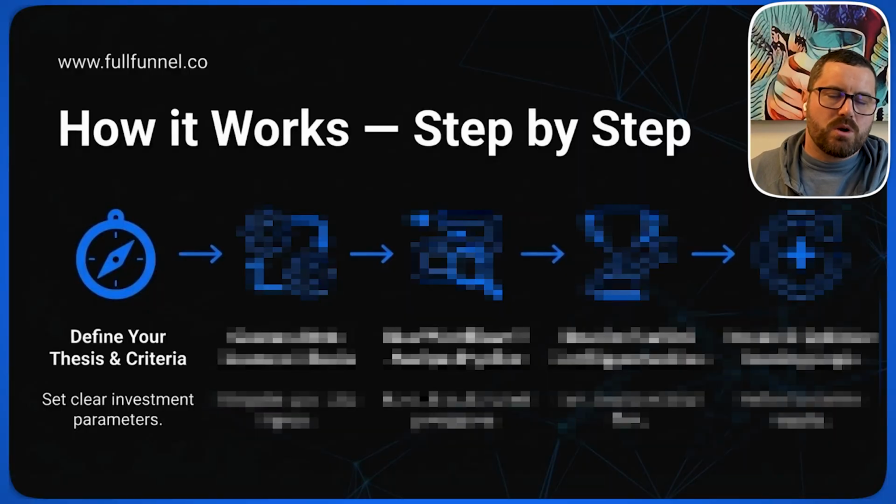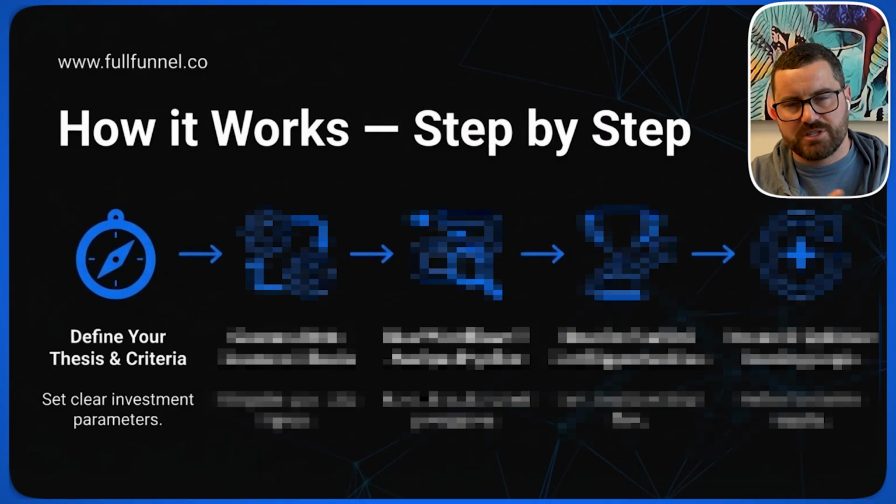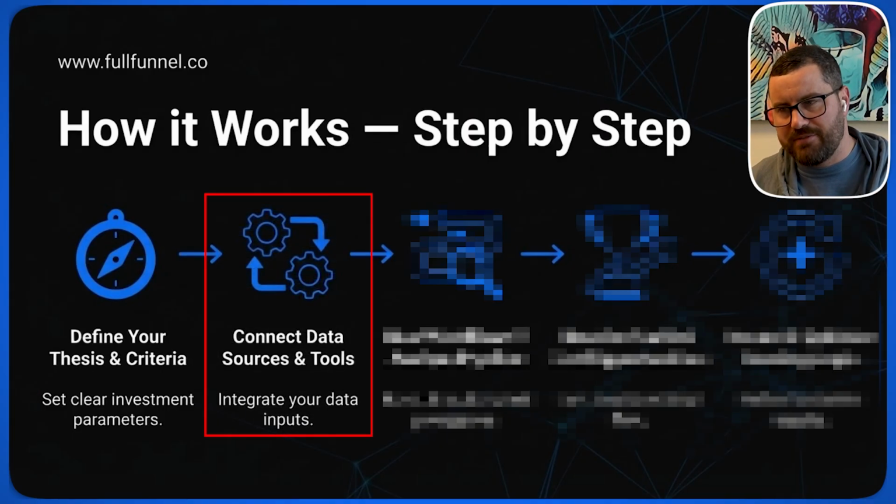So when you work with us, it's pretty simple. We're just going to define your thesis and criteria. We're going to make sure we understand all the connected data sources that you have, tools that you're using.